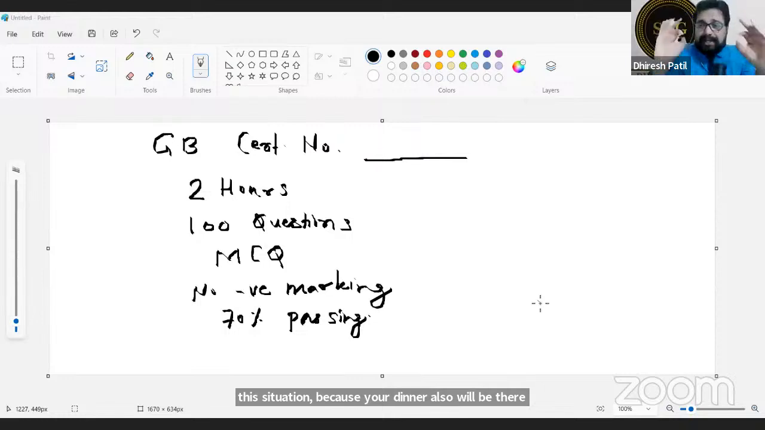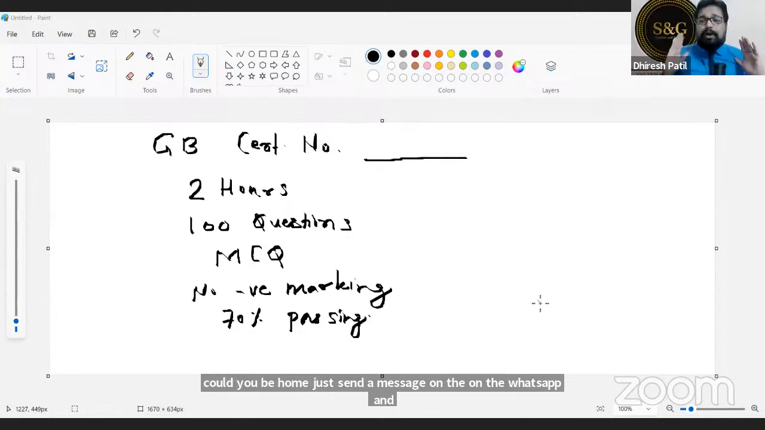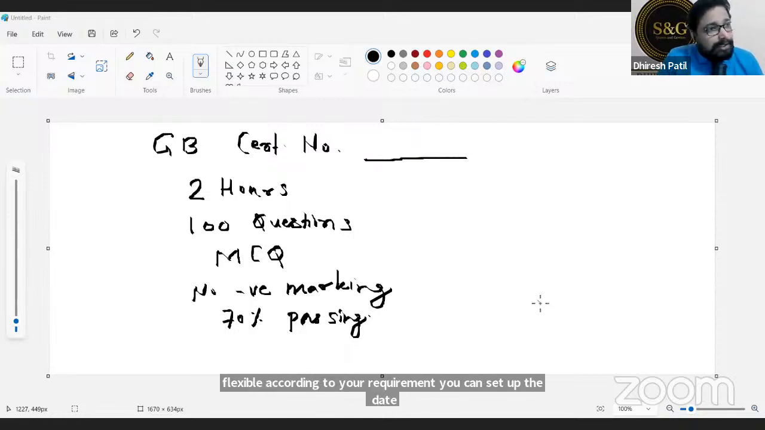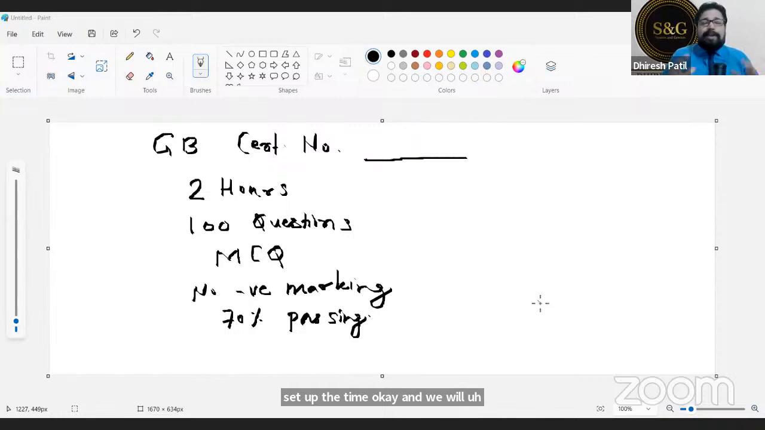So I would highly recommend you select a weekend, Saturday, Sunday, whatever, with a fresh mind. Just send a message on WhatsApp and decide the date. It can be absolutely flexible according to your requirement. You can set up the date, set up the time, and we will arrange accordingly for you. Clear? We have made sure it is absolutely comfortable for you to complete this entire certification.